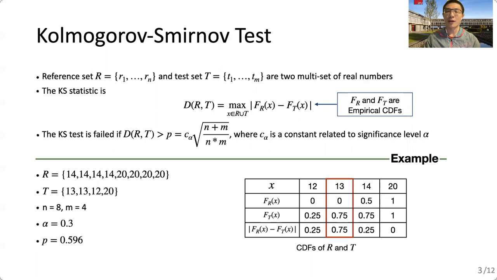The CDFs of our example test set and reference set are shown in the table. The largest difference between the two CDFs appears at the value of 13. The KS statistic is 0.75, which is larger than the threshold P. Thus, the KS test is failed.